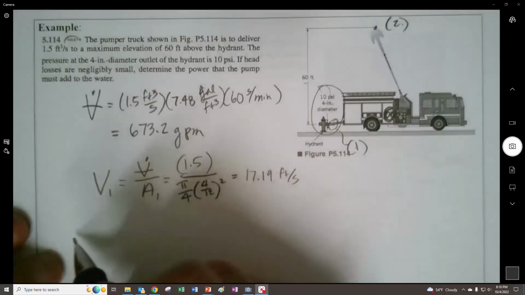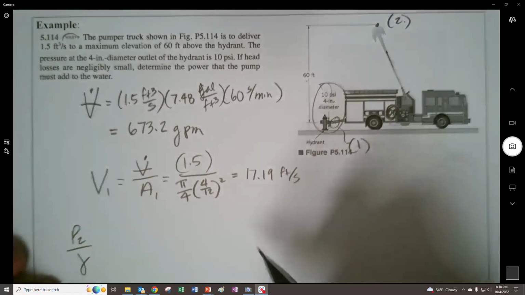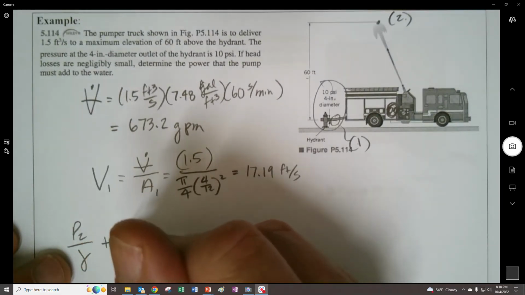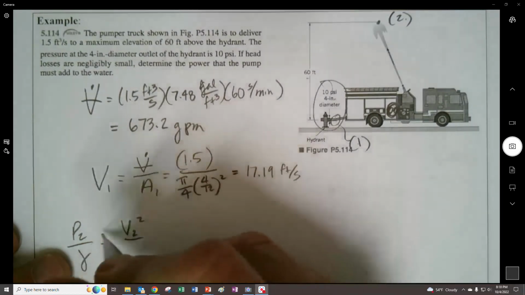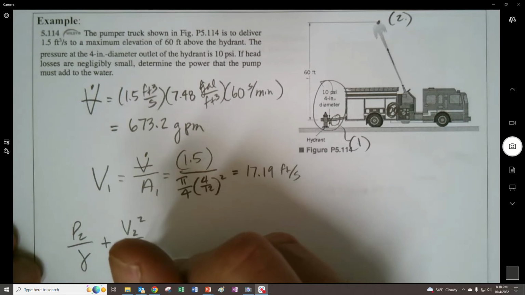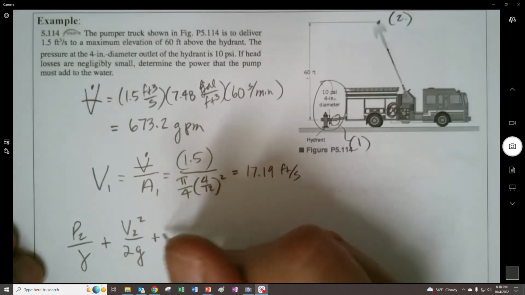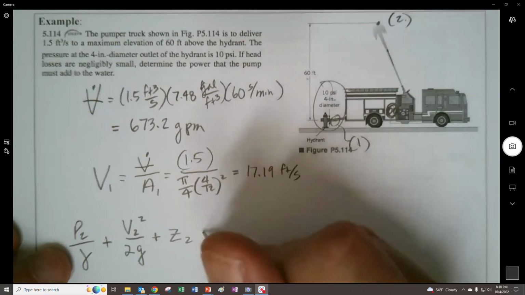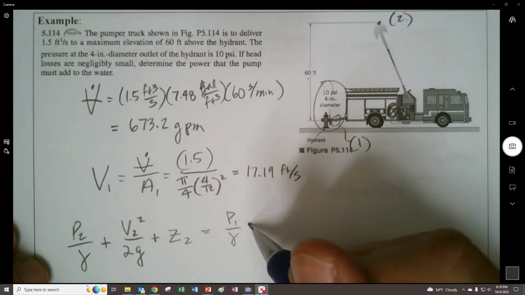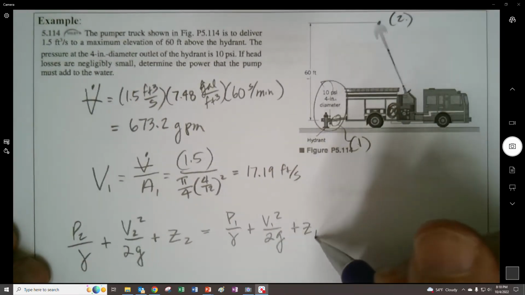So we're ready to implement Bernoulli. And I decided to go with my equation as I drew it, or as I'm used to it. This is like Bernoulli 2 with the added stuff to it. So we have the pressure at 2 divided by the specific weight plus the velocity 2 squared divided by 2g plus Z2, so this is the elevation. Equals P1 divided by specific weight plus V1 squared divided by 2g, and then the elevation at 1.